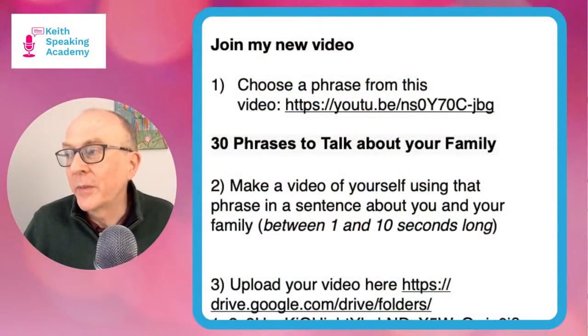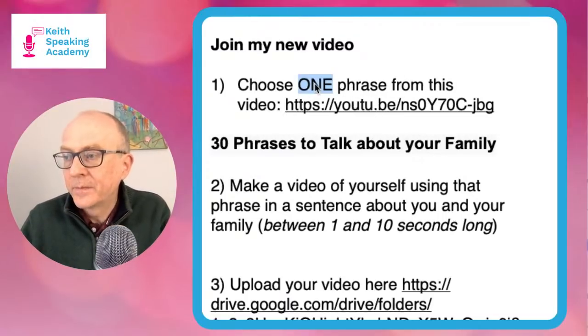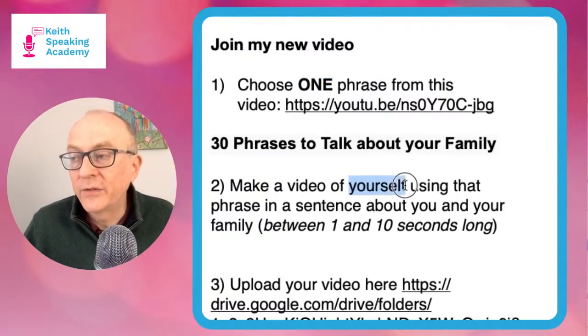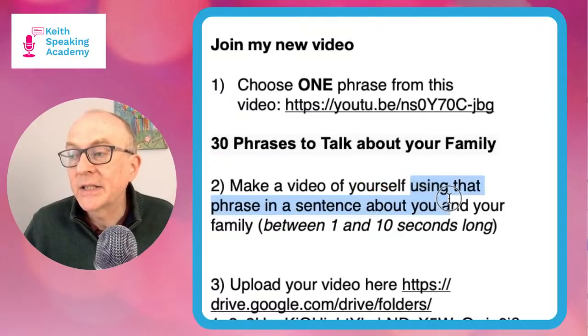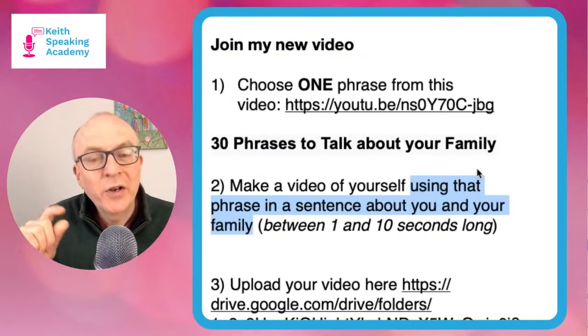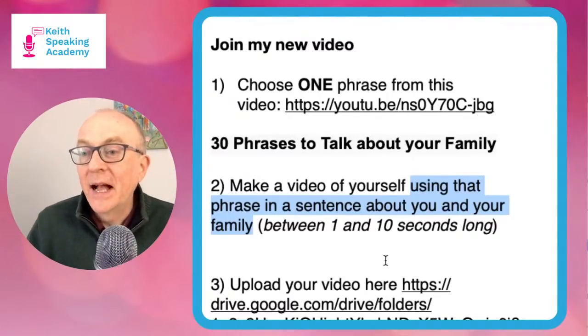So if you'd like to join, if you'd like to be in the next video, listen, guys, this is it. Great. Let me show you. I'll just explain that again, just to make it clear. So choose a phrase from that video. It's called the 30 phrases to talk about the family. Choose, let me make this clear, just one phrase. And then make a video. Number 2, make a video of yourself using that phrase in a sentence about you and your family. Try and make the video between 1 and 10 seconds long, as short as possible. Otherwise, there's not enough time. And then send it to me.